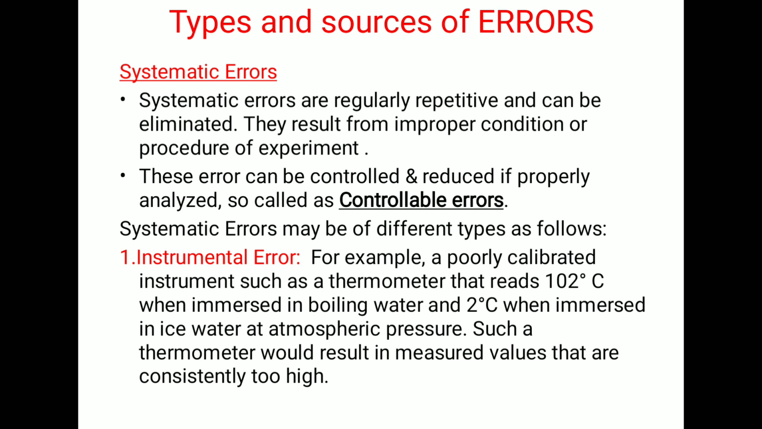First one is instrumental error. What is meant by instrumental error? For example, a poorly calibrated instrument such as a thermometer that reads 102 degrees Celsius when immersed in boiling water and 2 degrees Celsius when immersed in ice water at atmospheric pressure. Such a thermometer would result in measured values that are consistently too high, because we are observing here the difference of 2 degrees Celsius.